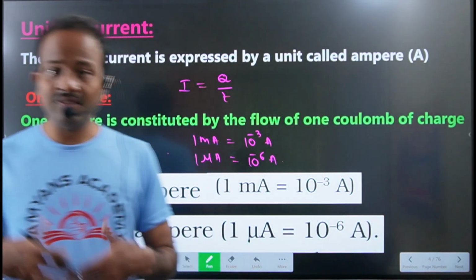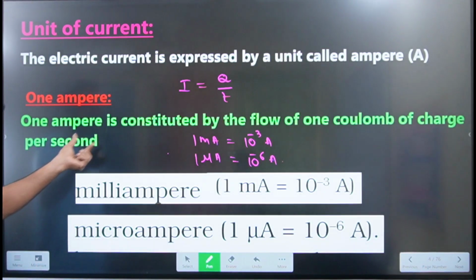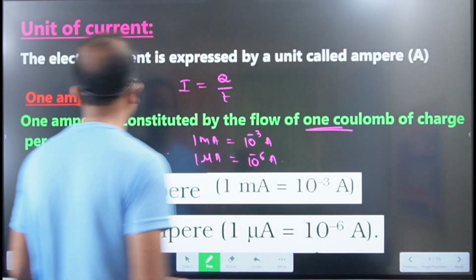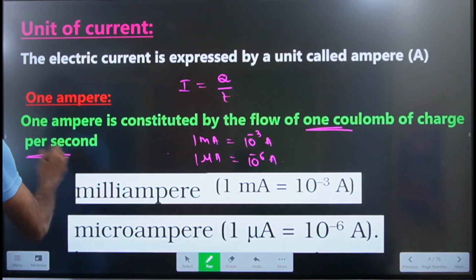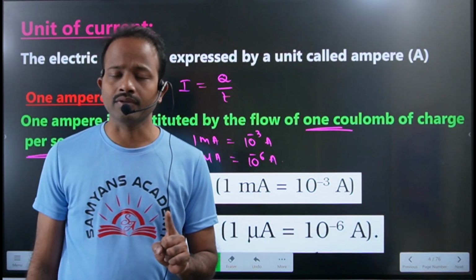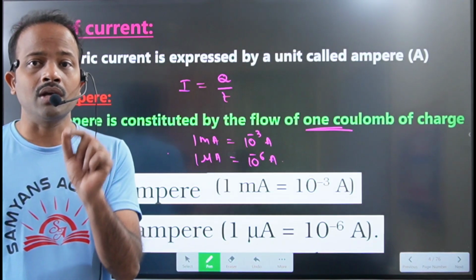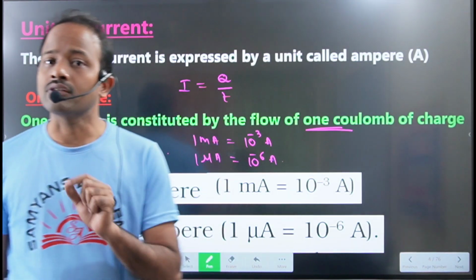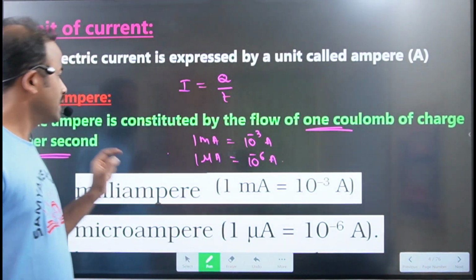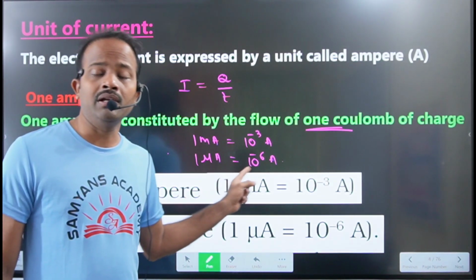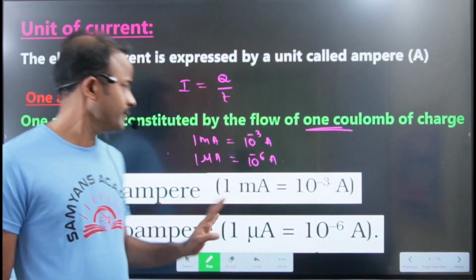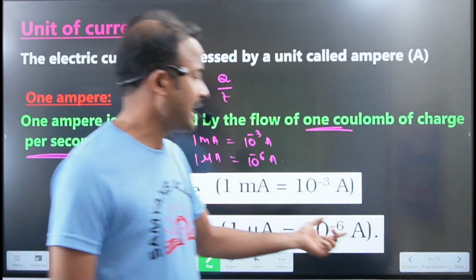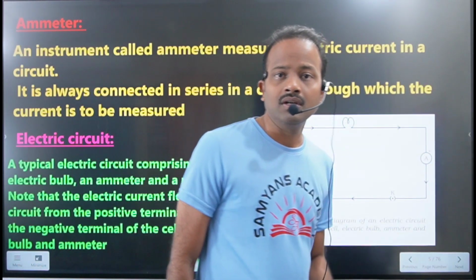Then how do you define the ampere? 1 ampere is constituted by the flow of 1 coulomb of charge per second. So 1 ampere current means 1 coulomb of charge flowing through any cross section area of the conductor in 1 second of time. Then 1 milliampere equals how many amperes? 1 milliampere equals 10 to the power of minus 3 ampere. 1 microampere we can define as 10 to the power of minus 6 ampere. Okay, is it clear? Then move on to the next slide.